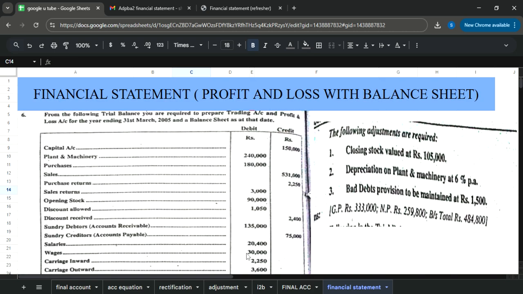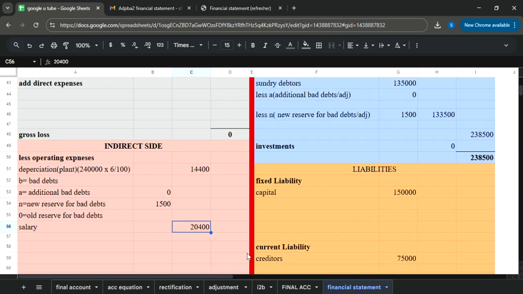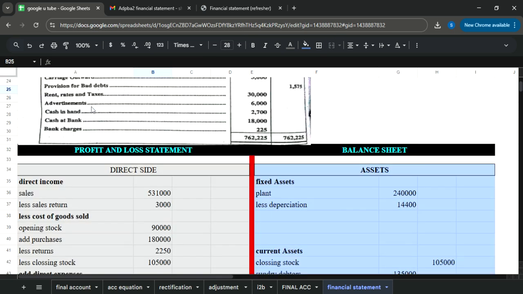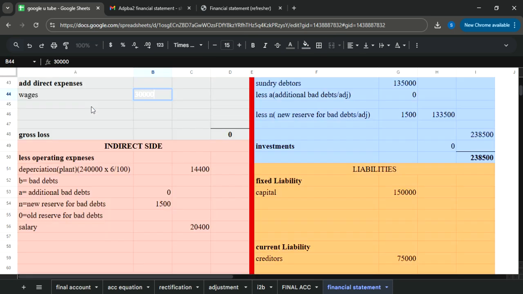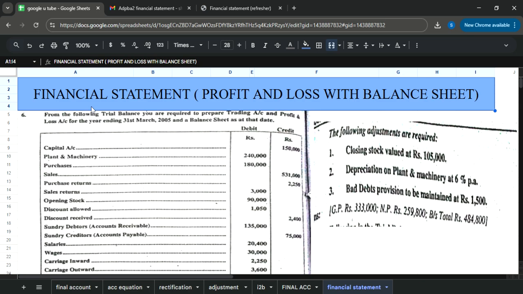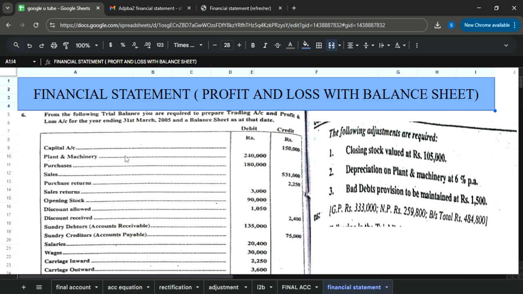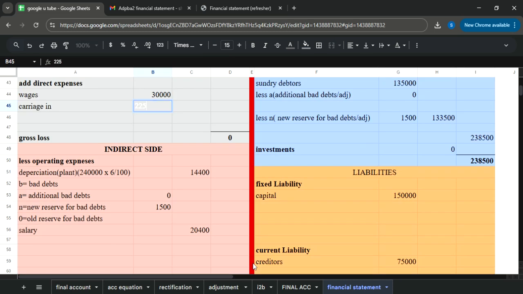Then we have wages 30,000. So direct expense, wages, amount of wages 30,000. Here you will mention its amount. After wages we have carriage in. This is again direct expense. So you will be writing carriage in, amount of which is 2250. So put the amount in front of it.